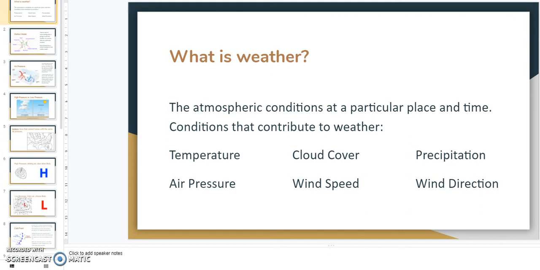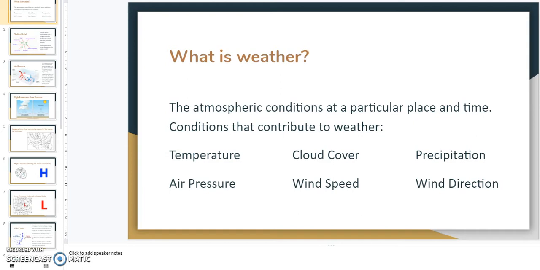And this is part 1 of the Weather Basics slideshow. And the first slide deals with what is weather. It's the atmospheric conditions at a particular place and time. Things that contribute to the weather are things like temperature, cloud cover, precipitation, air pressure, wind speed, and wind direction.